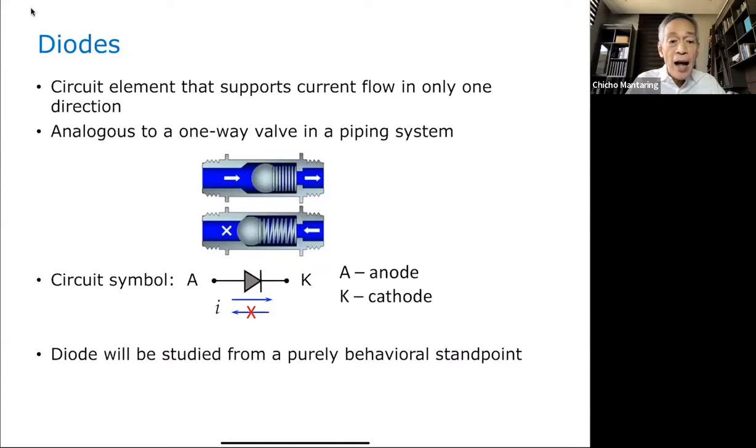Okay, we're going to study the diode from a purely behavioral standpoint. What do I mean by that? We're not going to discuss the physics behind the operation of the diode. The physics behind the operation of the diode you're going to take up in EEE 131. We're just going to study how a diode behaves when you place the diode in a circuit.